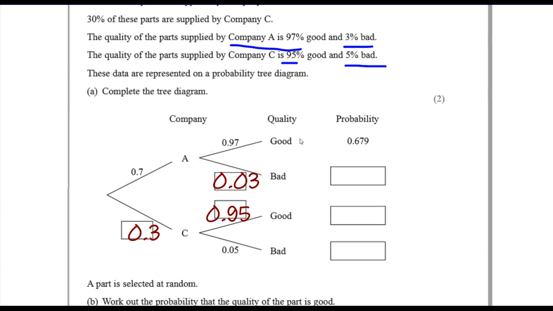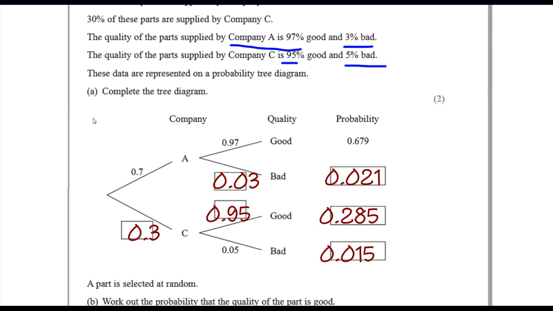0.7 times 0.97 on your calculator gives you 0.679. Next one, 0.7 times 0.03 gives you 0.021. Next one, 0.3 times 0.95 gives you 0.285. And the last one, 0.3 times 0.05. It's going to be quite small, 0.015.